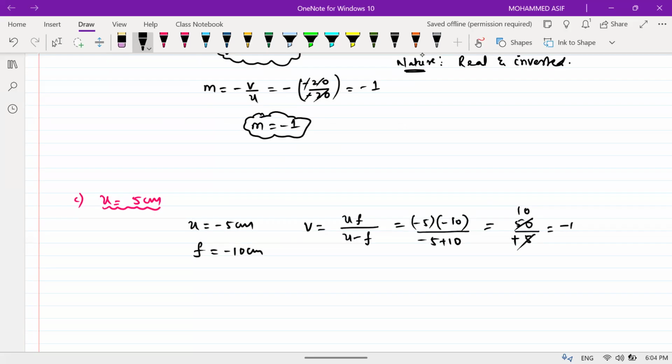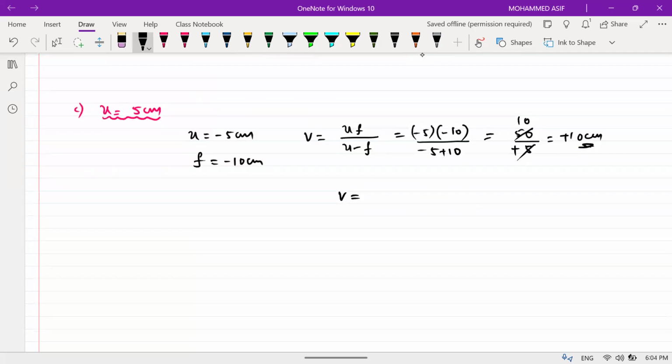V is equal to +10 centimeters. The image distance came out positive. If it is positive, what will the image be? Obviously it is virtual. What will the magnification be?